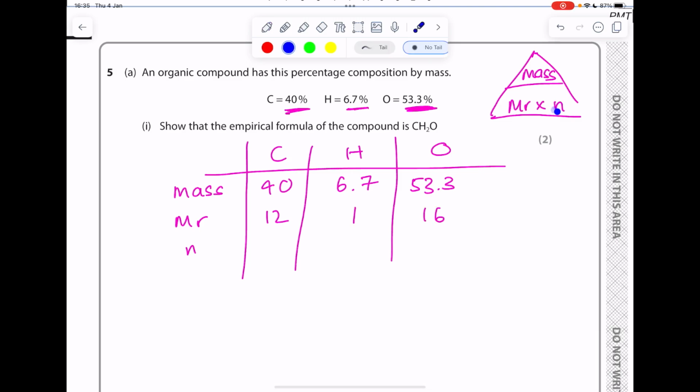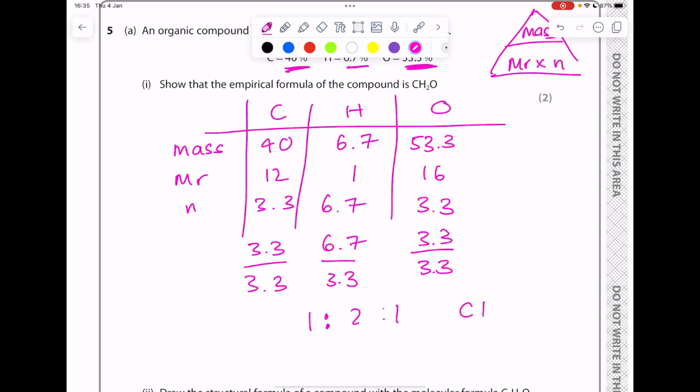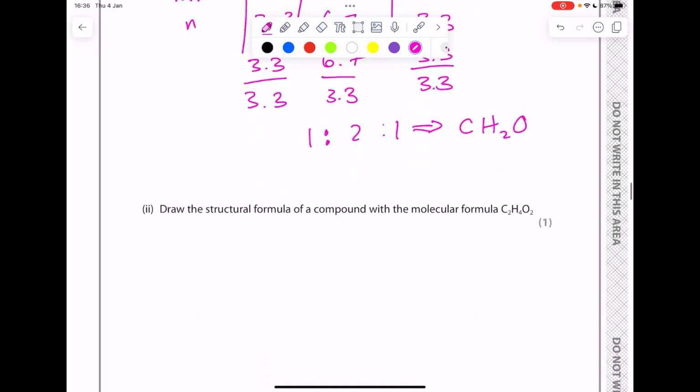Then to find the number of moles, we do mass divided by MR. So that's 40 divided by 12, 6.7 divided by 1, 53.3 divided by 16. And then look at these 3 numbers and divide all by the smallest number. So our ratio becomes 1 to 2 to 1, so CH2O, which is what we're after.